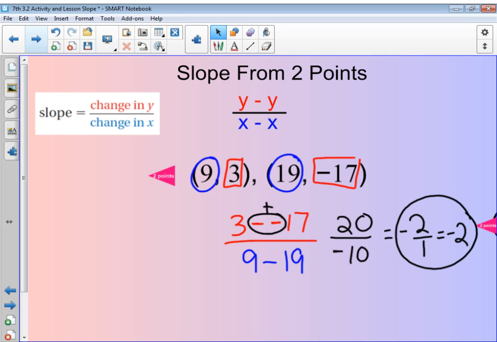All right, well, that's it. Good luck with this. And just remember with those X's and Y's, make sure that you're doing your Y's on the top, the change in your Y's. So you're subtracting between your Y's, and then your change in your X's on the bottom. And remember to keep them in the same order.